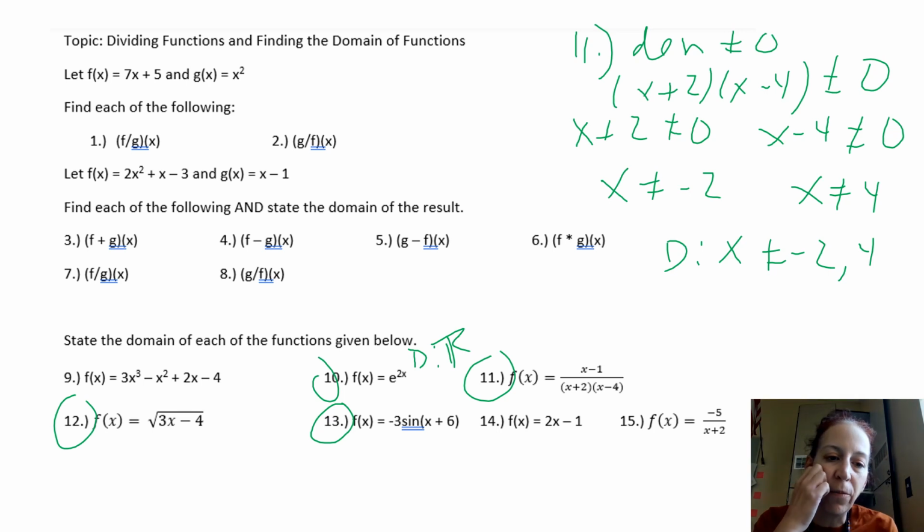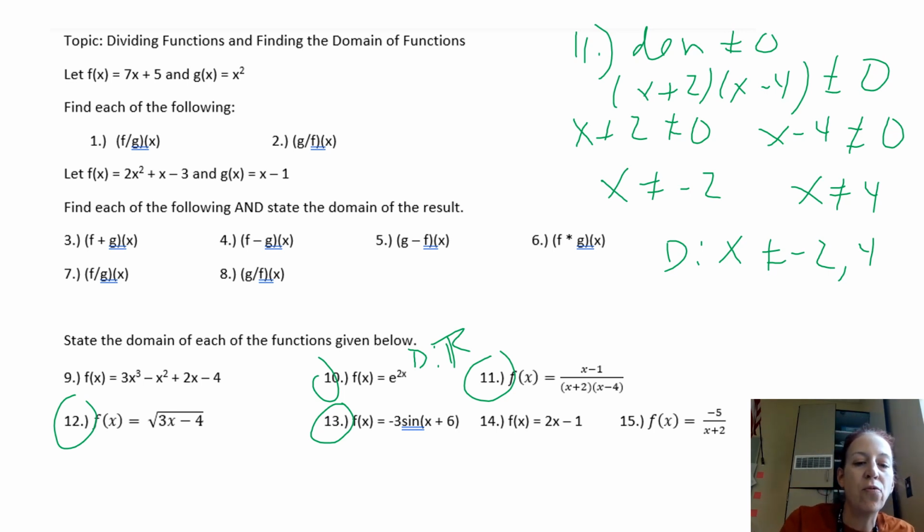Number 12, we ask ourselves, is that a fraction? The answer is no. Then we ask ourselves, is that a square root? And now we're answering yes. So if you have to guess, don't guess all real numbers. The moment you see that square root there, you know that's not the answer. That square root is going to restrict it somehow. So don't guess all real numbers.